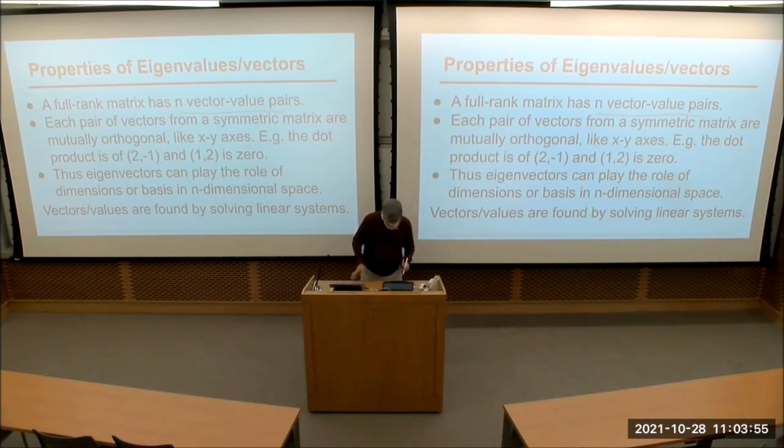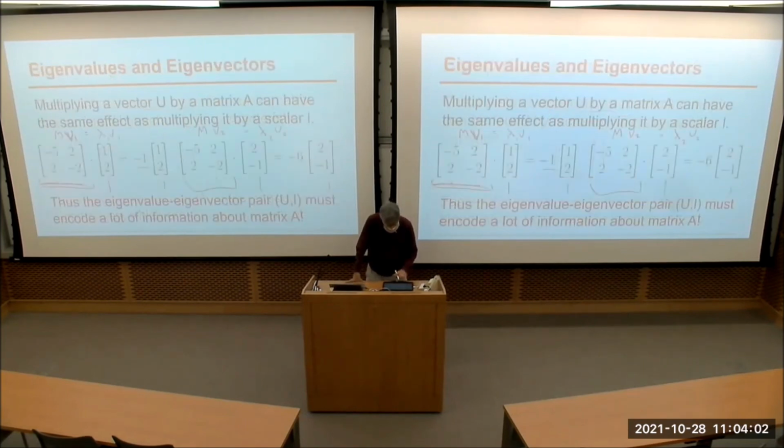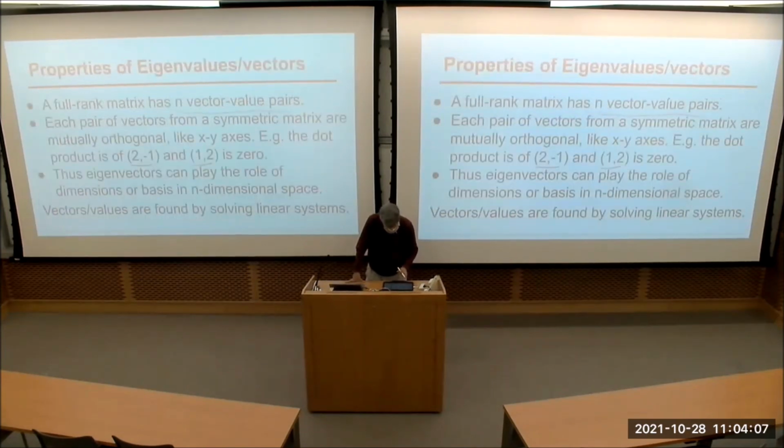So if you look at those two vectors from the previous example, the vectors were 1, 2, and 2, minus 1. If we take the dot product, it is 2 times 1 plus minus 1 times 2. The dot product is 0. The dot product of every pair of eigenvectors is 0. That means the vectors are all orthogonal to each other.